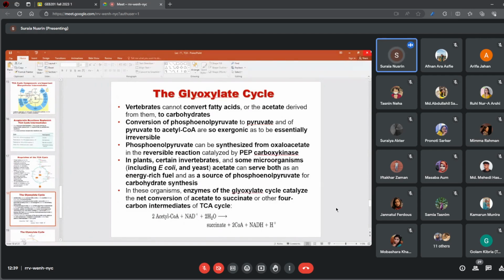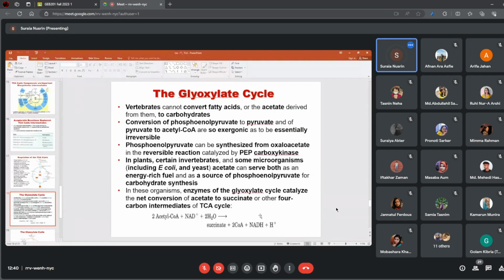So why is it difficult for vertebrates? Because when phosphoenol pyruvate is converted to pyruvate, or the pyruvate to acetyl CoA, if you remember specifically, we have learned that the reaction pyruvate to acetyl CoA is an irreversible reaction. So much energy is required, and it is not possible to reverse the reaction. So this cannot happen in vertebrates. That's why vertebrates cannot synthesize carbohydrate from fatty acid or acetate.